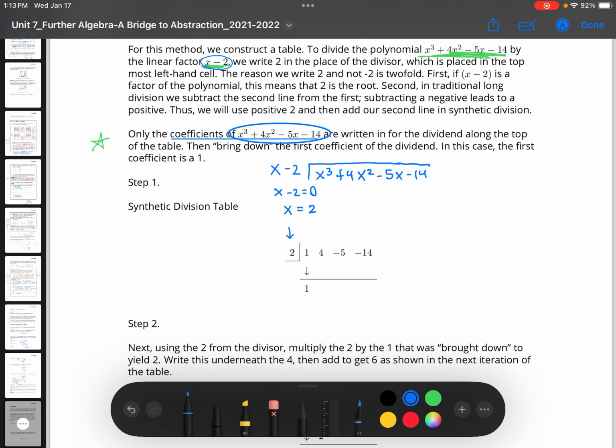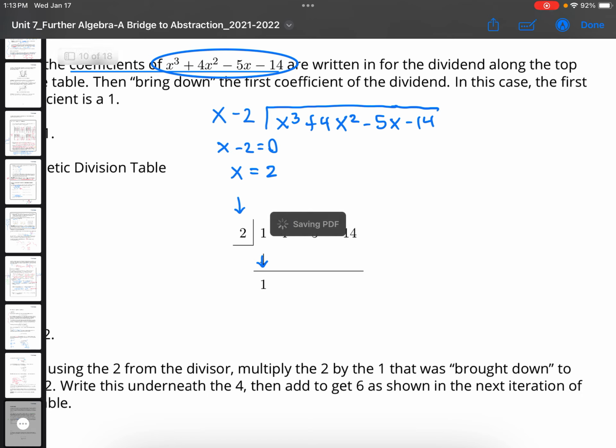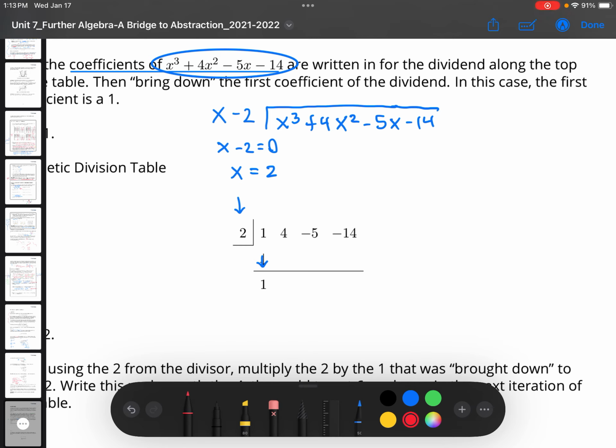Now, what you're going to do is drag the first coefficient down, and that's what they're doing here, okay? And now the next thing is you're going to multiply that 2 and that 1. So this 2 times this 1, and you're going to put that number right here, which is 2. And then you're going to add the 4 and the 2, which is 6. And then we're going to do it again. We're going to multiply that 2 times that 6, and that's going to give us a 12. All right, so we have -5 plus 12 is equal to +7. And then we're going to do it again. 2 times 7 is 14, and -14 plus 14 is 0, so a remainder of 0.